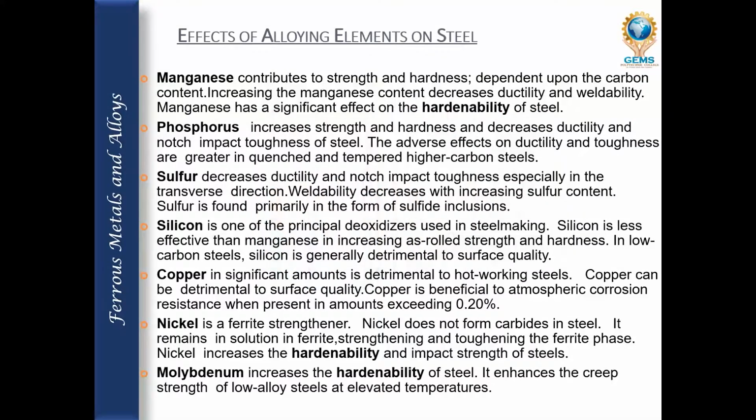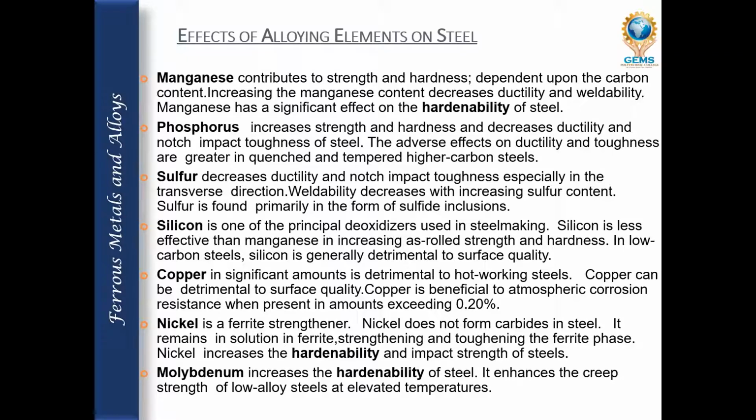Next we go to the effects of alloying elements on steel. So first one is manganese. Contribution to strength and hardness depends upon the carbon content. Increasing the manganese content decreases ductility and weldability. Manganese has a significant effect on the hardenability of steel. So basically manganese contributes to the strength and hardness of the steel.